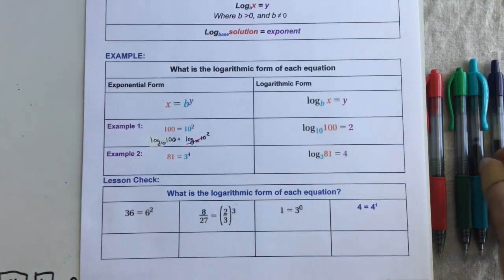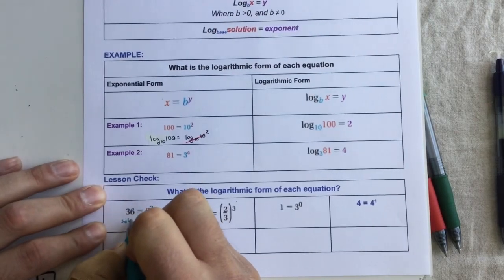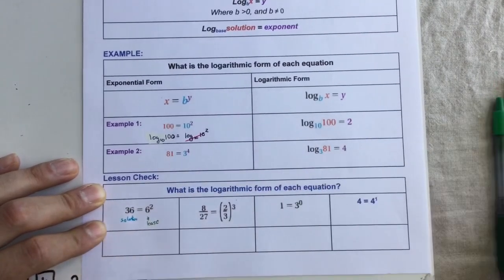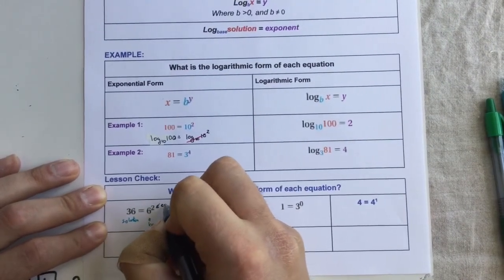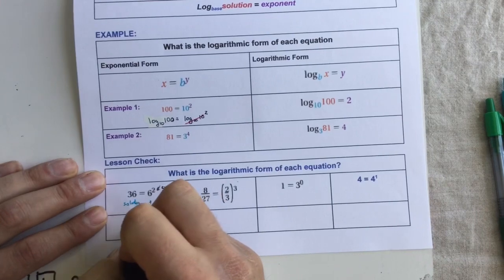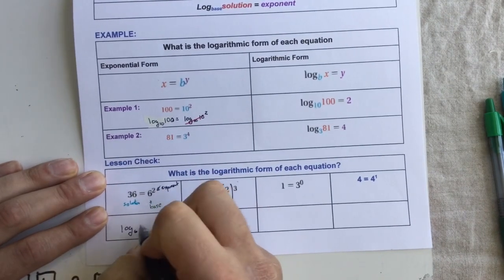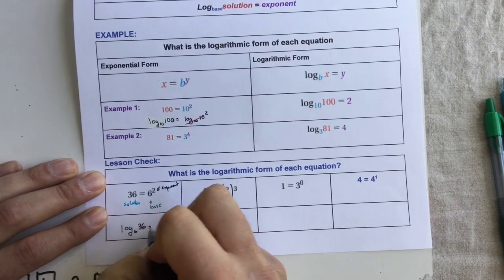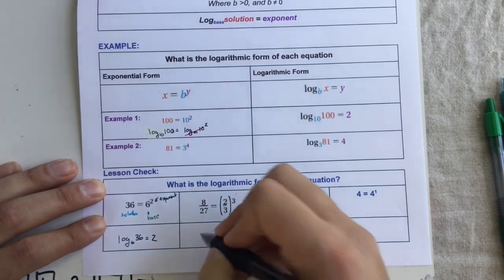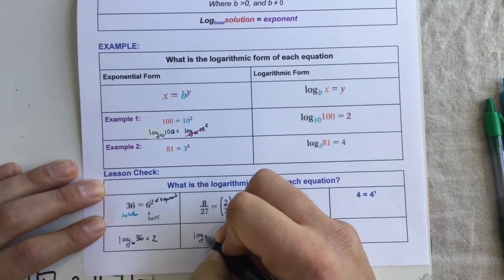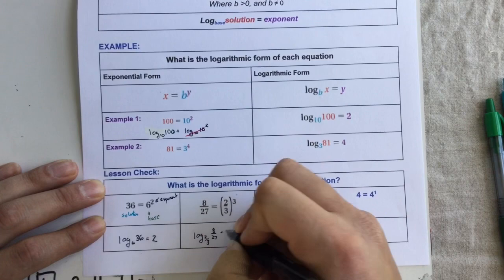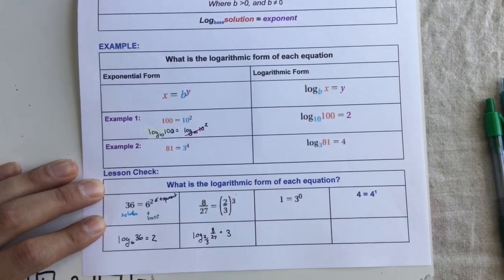Let's take a look at a few examples. I know that this 36 is our solution, 6 is our base, and this is our exponent. So I could write this as the log base 6 of our solution 36 is going to equal our exponent of 2. Log base 2/3, our solution was 8 over 27, it's going to equal our exponent of 3.